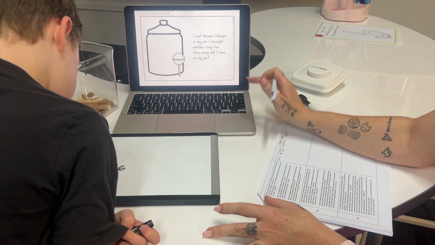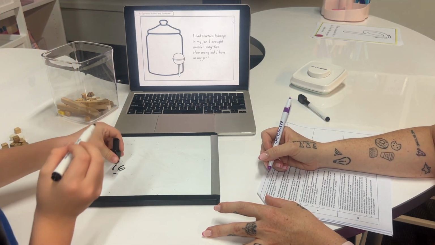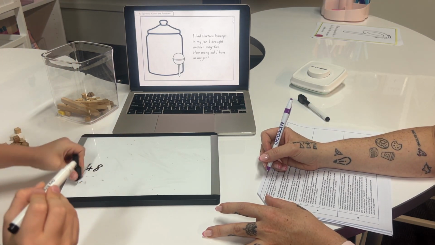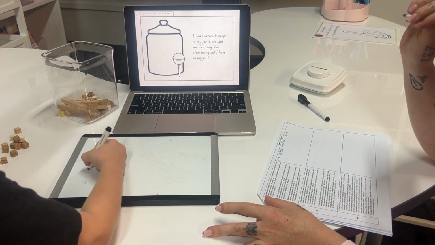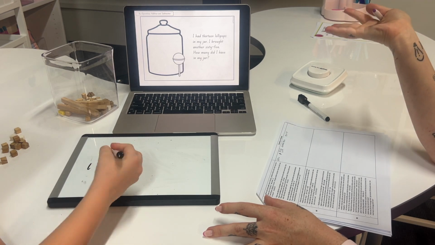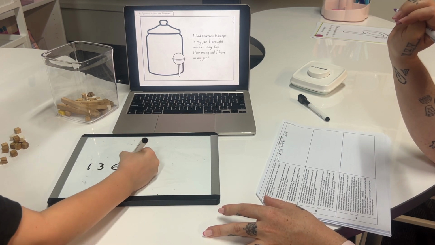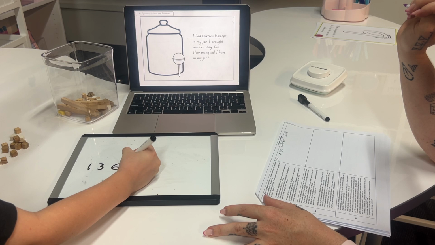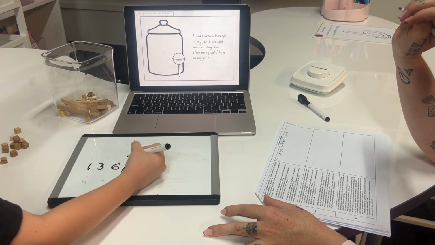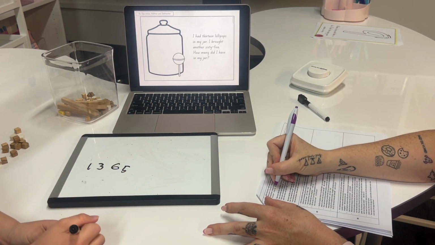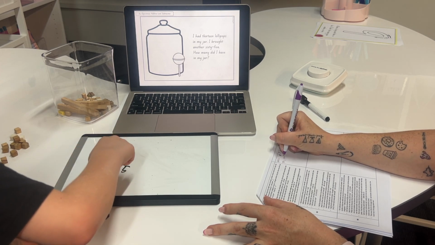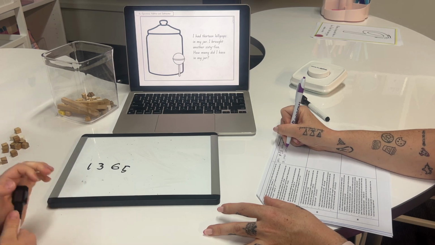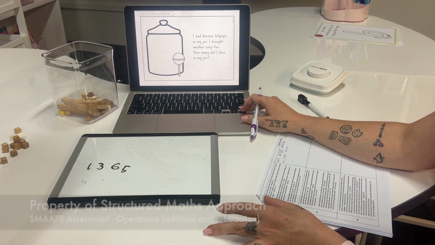All right, next question. I had 13 lollipops in my jar this time. I bought another 65. How many did I have in my jar? 78. Wow, how'd you get that so fast? Because it's 3 plus the 5, and then I add that 1 ten on the 6. Amazing.